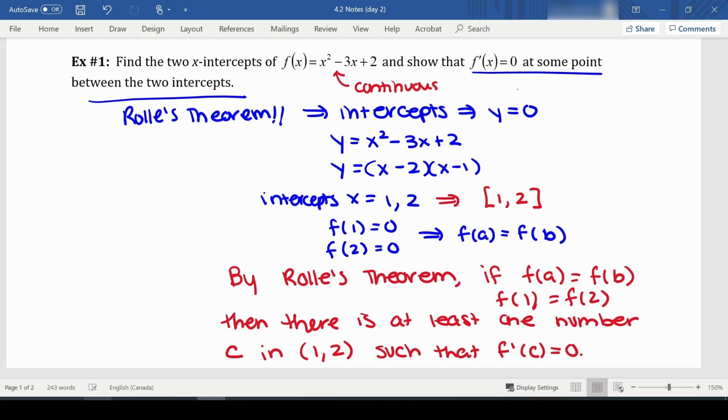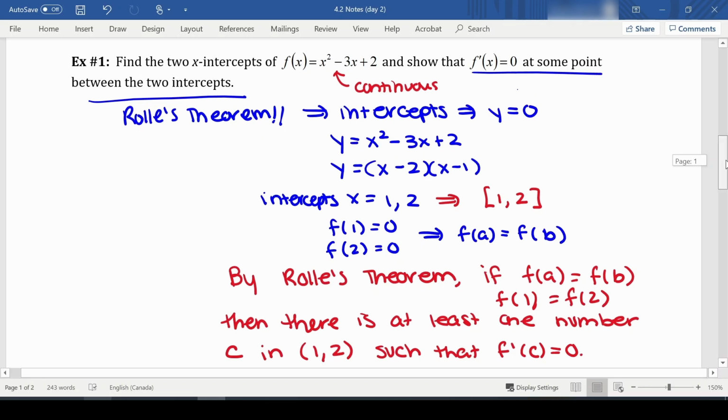And because we can easily derive this f, we can actually find that c value. We could find f prime, then find where f prime equals 0, and show that that number is in this interval. If you do that, you would get that f prime is equal to 0 when x is 3 over 2, or 1.5. So we could actually find this c value, but using Rolle's theorem, we know that this must be true since this satisfies all of the conditions of our theorem.